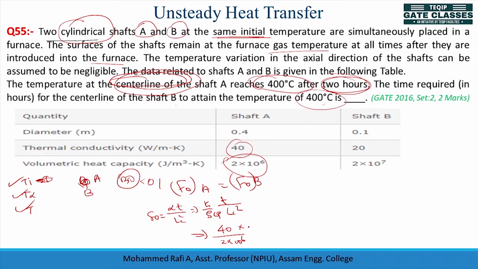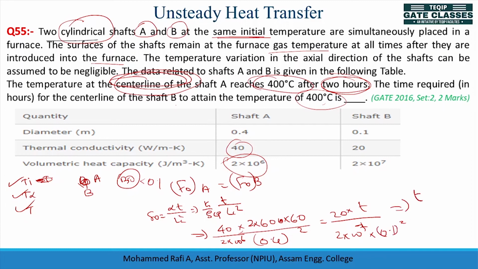Okay, so if I am taking the tau value for the first cylinder, it is 2 hours, so 2 into 60 into 60 divided by Lc is equal to 0.4 square. If I am substituting this value, 20 into T, then 2 into 10 to the power 7 into 0.1 square. Solving this, you should get T equal to 9,000 seconds, that means 2.5 hours.